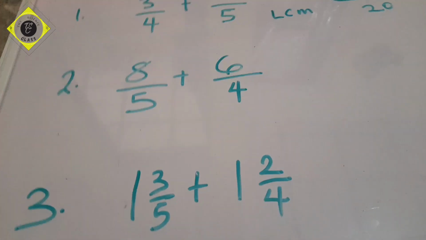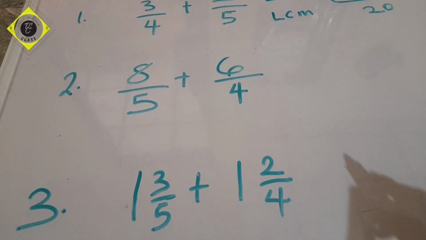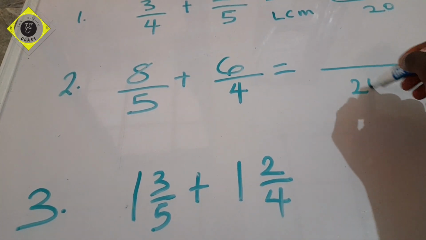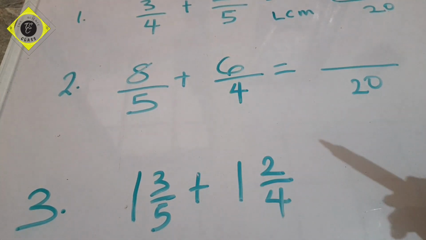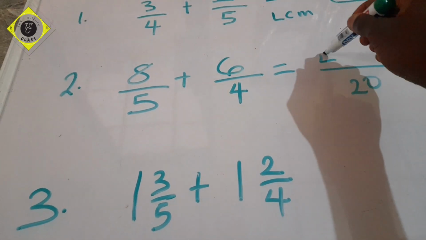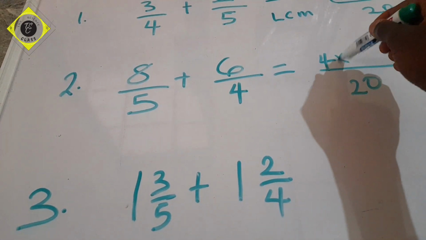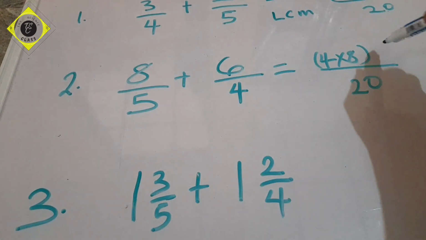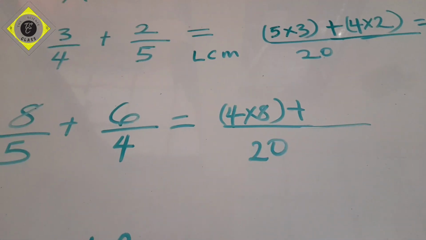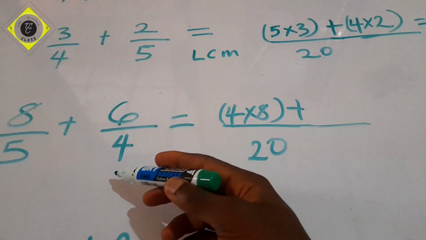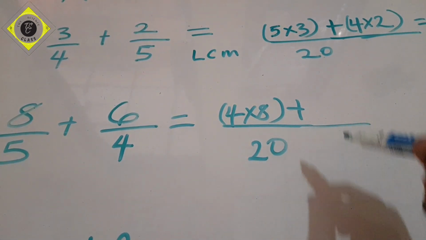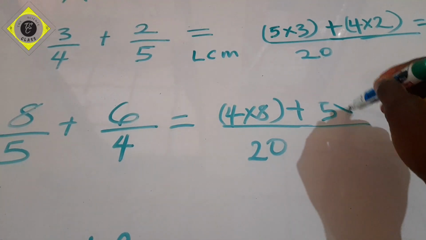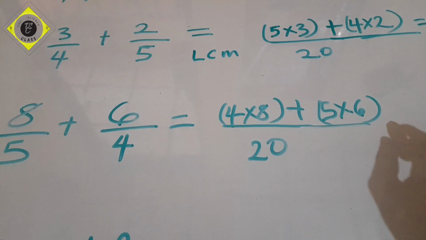Let's go to the next example. In this example, I'm going to be a bit faster. Here, the first thing you do is to find the LCM of 5 and 4, which is 20. 20 divided by 5 is going to give you 4. 4 times this 8, plus 20 divided by 4, which gives you 5. Then that 5 times this 6. Put it in bracket like this.